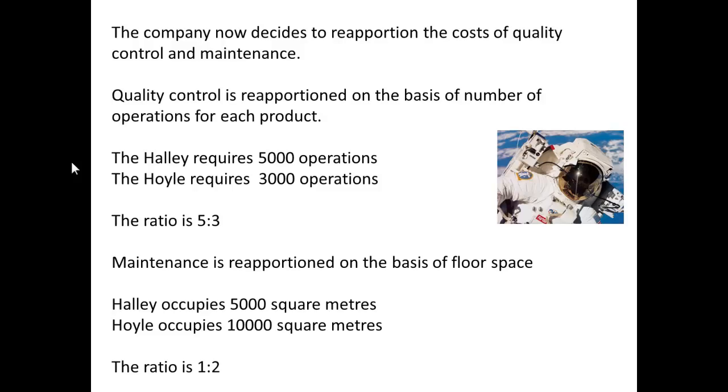So we do quality control on the number of operations, or the number of tests. The Halley requires 5,000, the Hoyle requires 3,000, so it's a ratio of 5 to 3. But we're going to do maintenance on a different basis. We're going to reapportion maintenance on the basis of floor space, and we've already found it earlier. The Halley occupied 5,000 square metres, Hoyle 10,000 square metres, so the ratio there is 1 to 2.